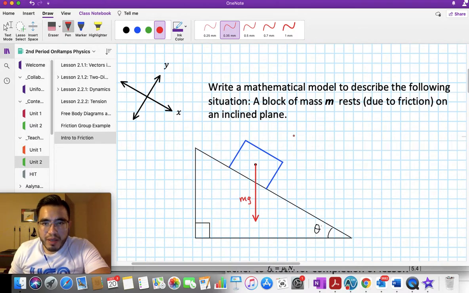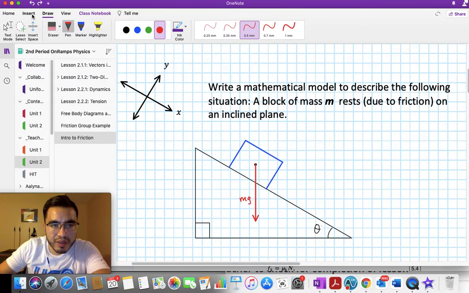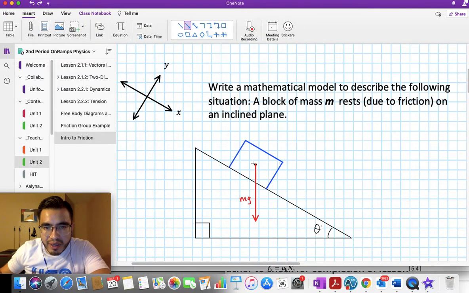Now, I know the block is at rest, it's not moving, but let's say if this was a frictionless inclined plane, this block would move along the incline like that, right? So that means friction would be parallel, along this axis, but in the opposite direction. So then friction is against, like that, more or less. There you go.